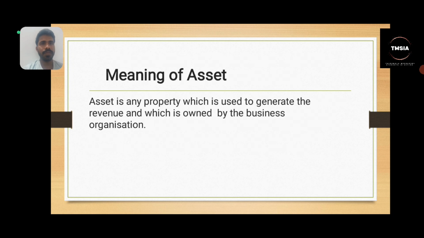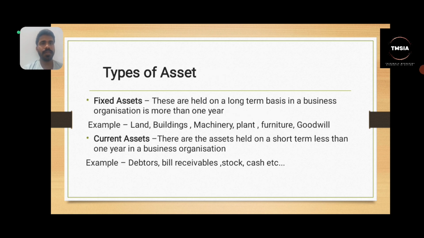Now to the meaning of asset. An asset is a property which is used to generate revenue and which is owned by the business organization. Types of assets. Two types of assets. First one, fixed asset. Second, current asset. Fixed assets are held on a long-term basis in a business organization, more than 1 year. Examples: land, buildings, machinery, plant, furniture, goodwill.